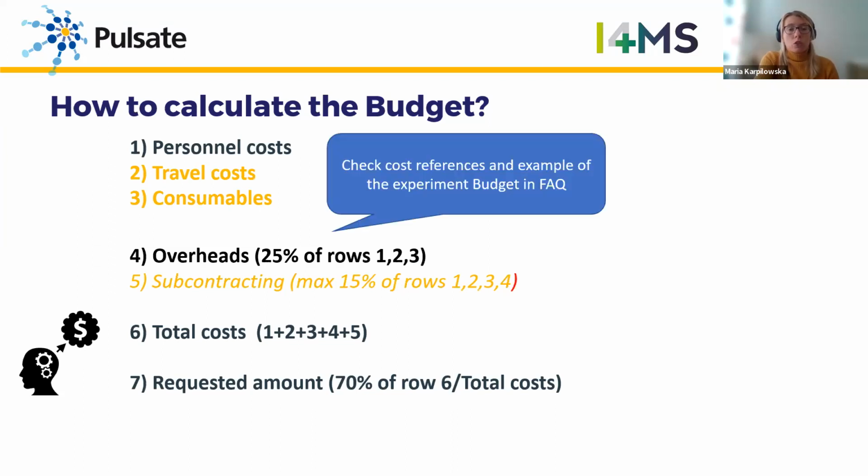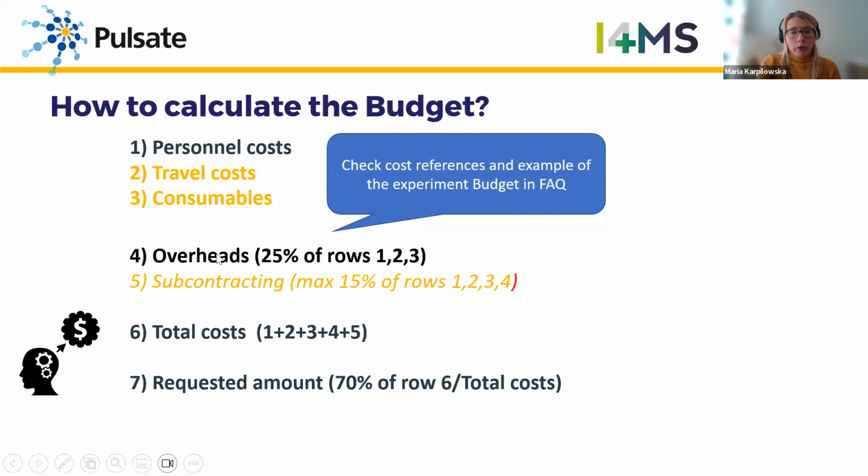And of course, you will use cost preferences and amounts according to your local internal best practices, but you can also check cost preferences and example of the experiment budget in the frequently asked questions document. There is a whole section referring to how to complete that.